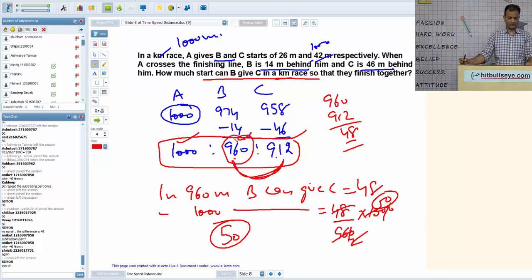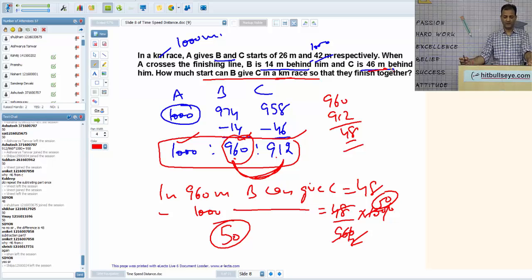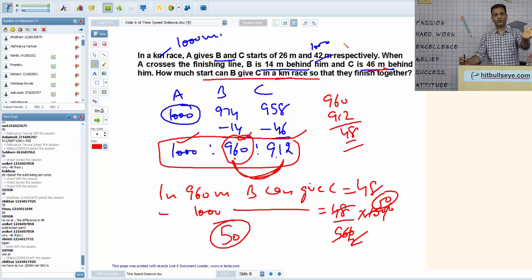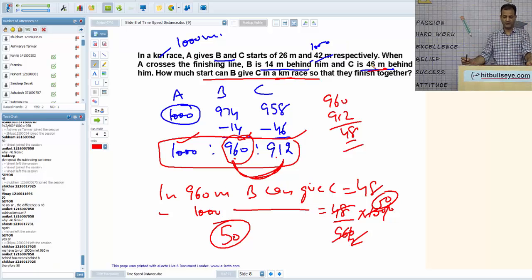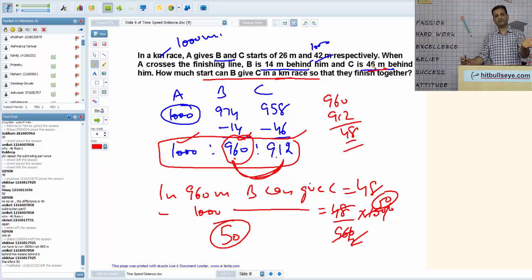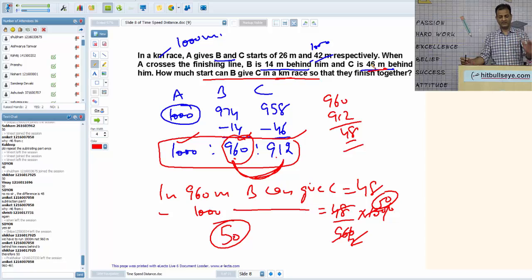Aniket, why 46 from C? Because it is given C is 46 meter behind him. After giving a start of 42, initially A is saying to C, you can be ahead by 42 meter in a 1000 meter race. So that means C is standing at the distance of 958. C has to run 958 while A runs 1000. But again C is behind 46 meter. That means effectively when A has covered 1000, C has covered 912 and B has covered 960.